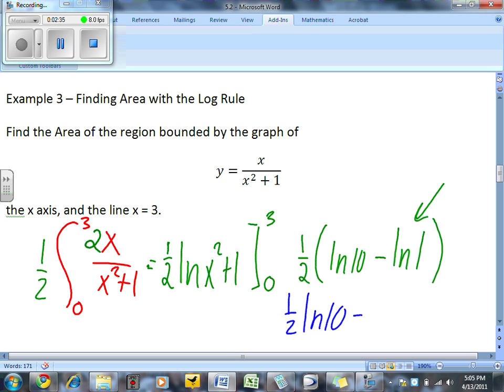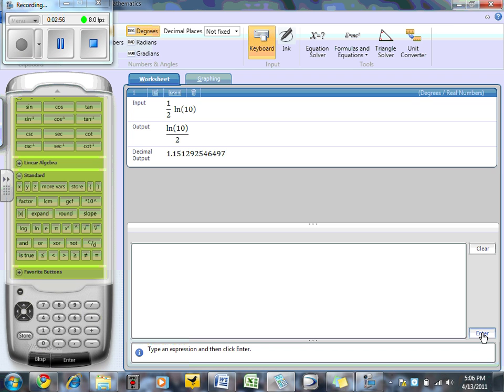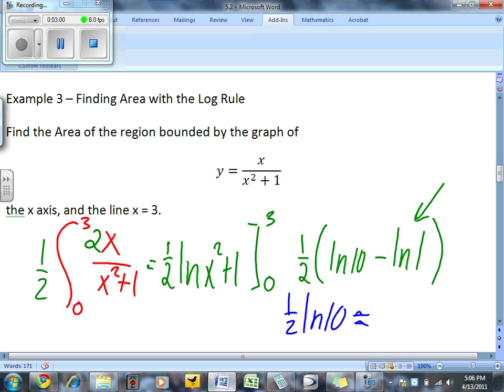And we can figure out what approximately this equals by using our calculator over here. We have a natural log button right here. So we need to go, let's see, 1/2 times the natural log of 10. And we get 1.15 and so forth. All right. So we can type that in our calculator, figure out what the actual area is underneath that curve from 0 to 3.